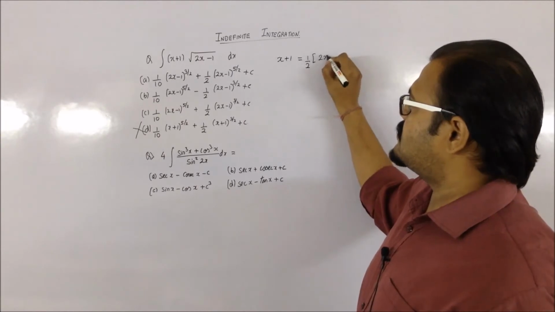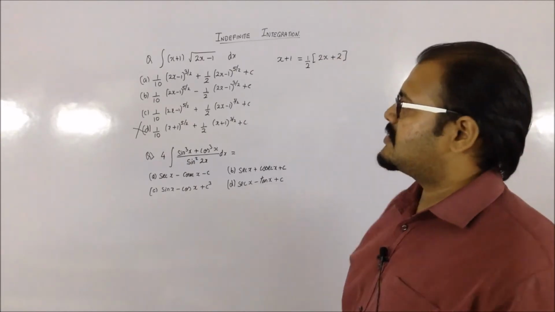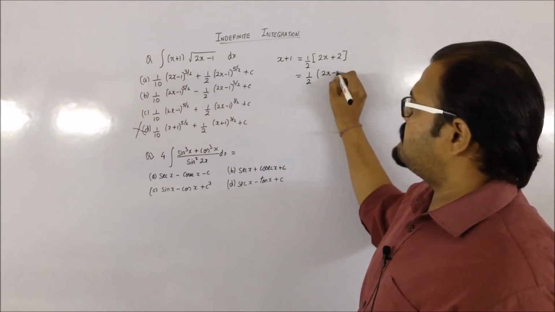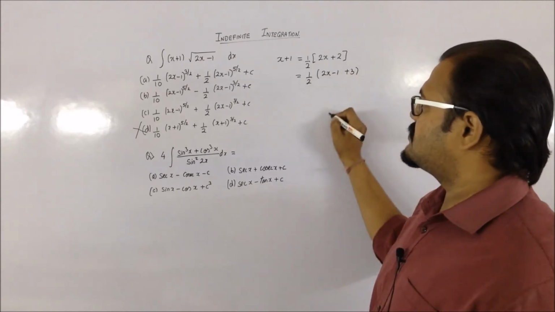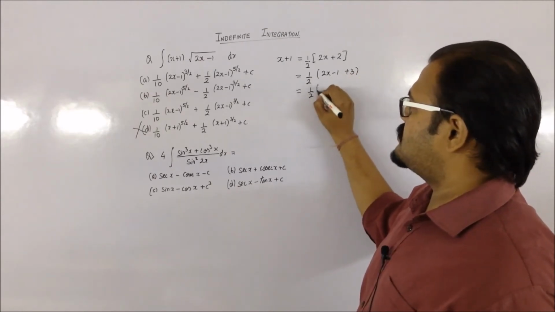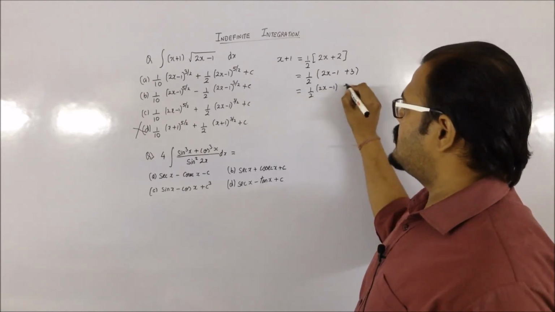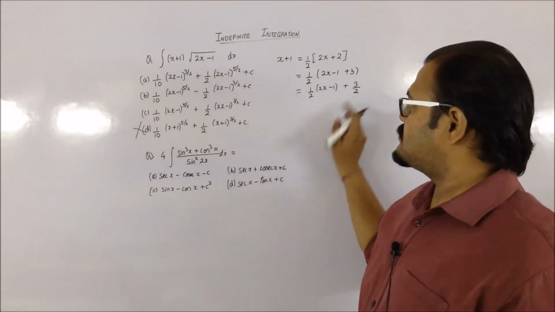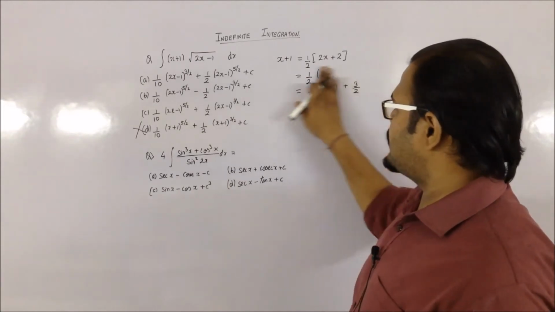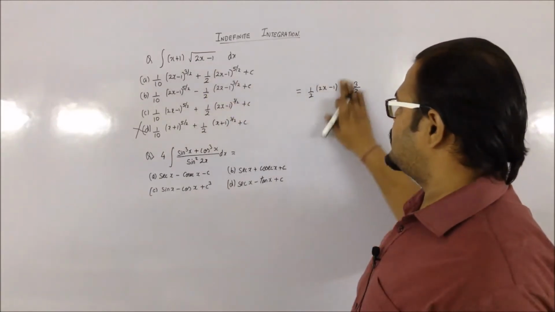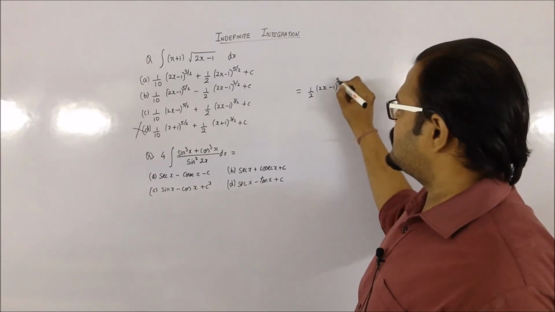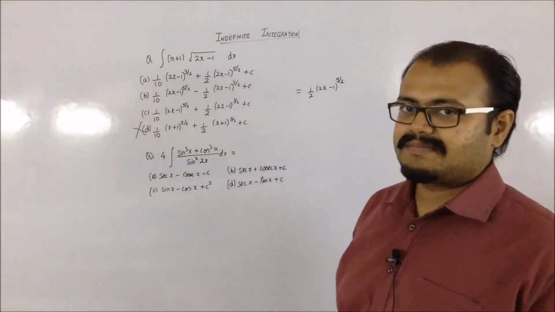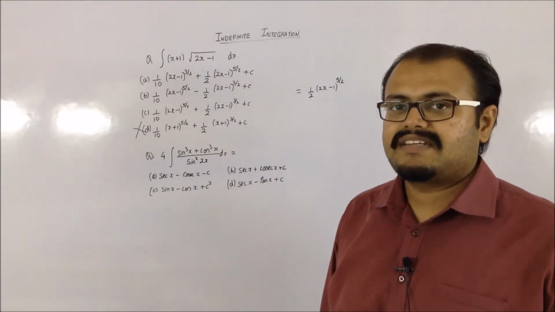So you will have 2x plus 2. Now you require a minus 1, so you can write it as 1 by 2 of 2x minus 1 plus 3. So you will be having the terms as 2x minus 1 by 2 plus 3 by 2. So you're going to replace your x plus 1 in terms of this. So when you're replacing that, you have to just now multiply this. So you will be having this raised to 3 by 2, because it is basically 2x minus 1 into root of 2x minus 1, which will be 2x minus 1 raised to 3 by 2.